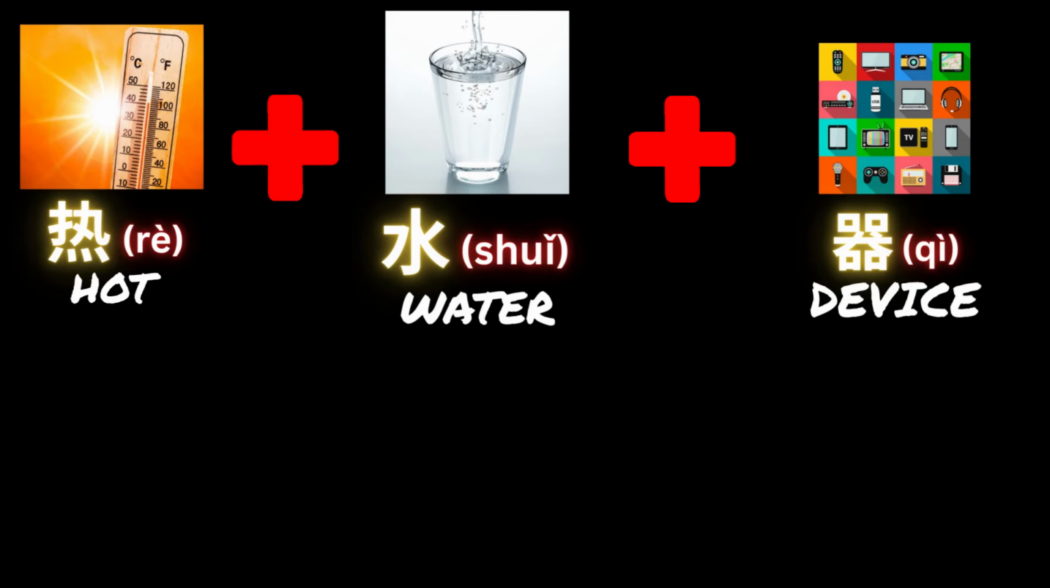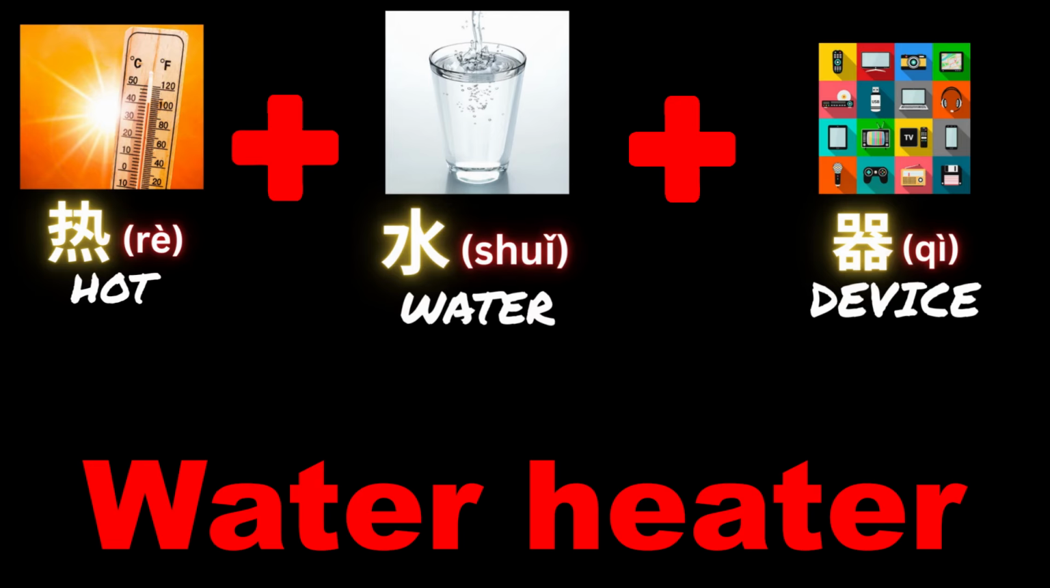Okay, you guys are doing great. Just a few more. So what would this be? 热水器, literally hot water device. What would that be? Well, of course, a hot water device would be a water heater. 热水器 means water heater.